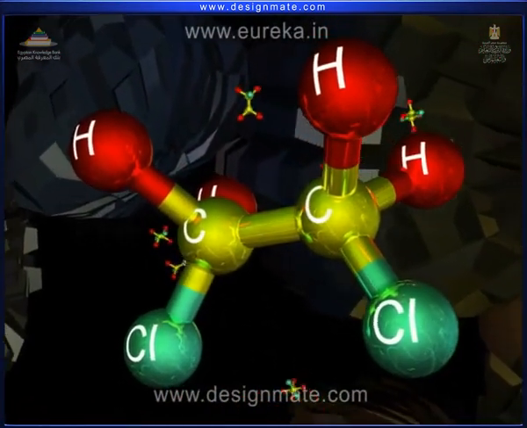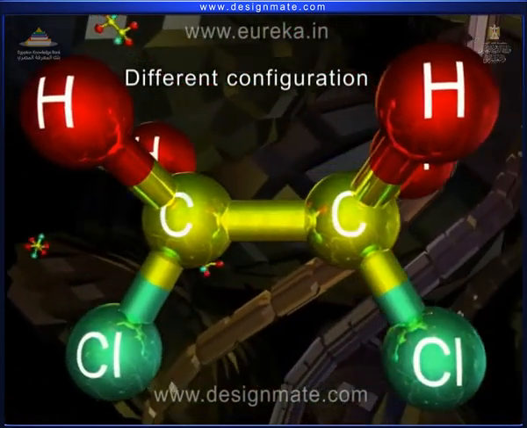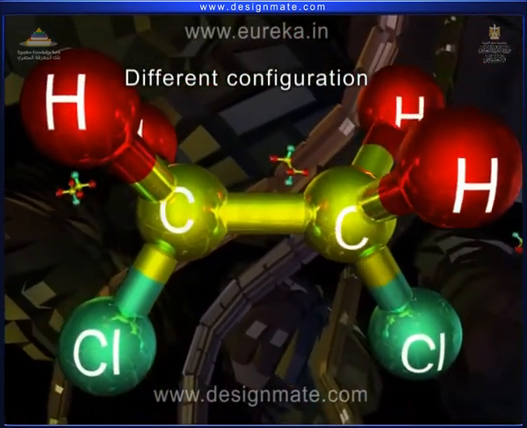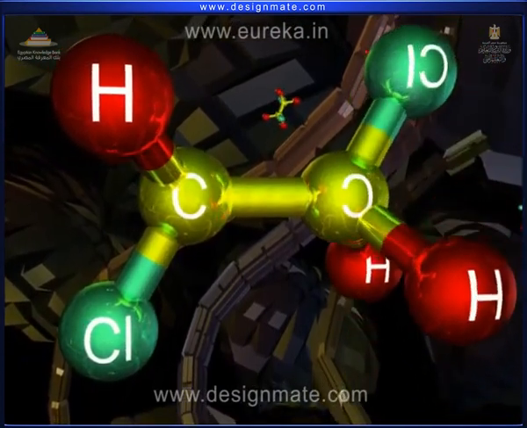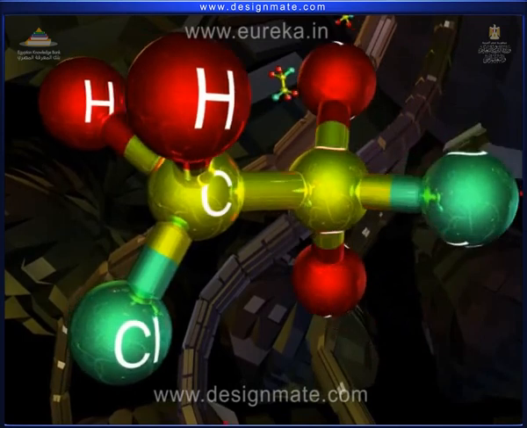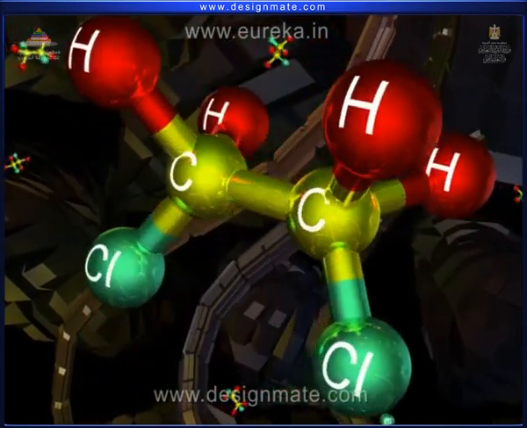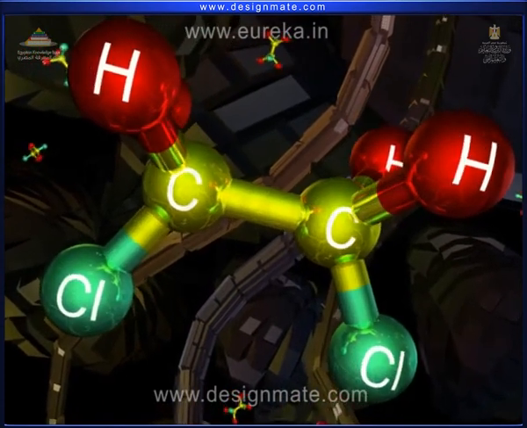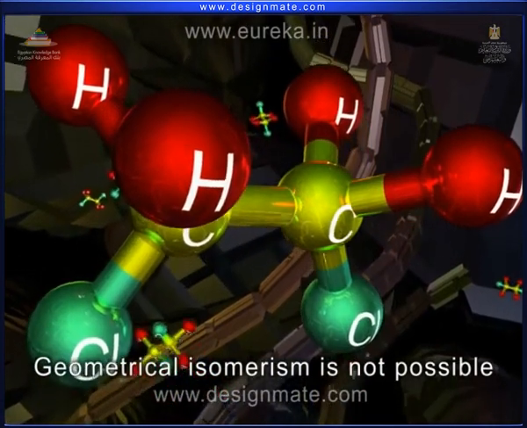This rotation around the bond results in a different configuration of the molecule, but these are not isomers, as one configuration can be obtained from the other just by rotating or twisting around the carbon-carbon single bond without actually breaking or making any bonds. Hence, in 1,2-dichloroethane, geometrical isomerism is not possible.